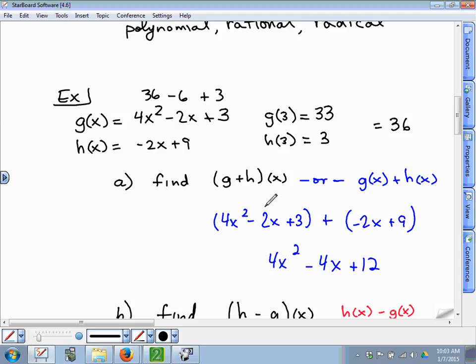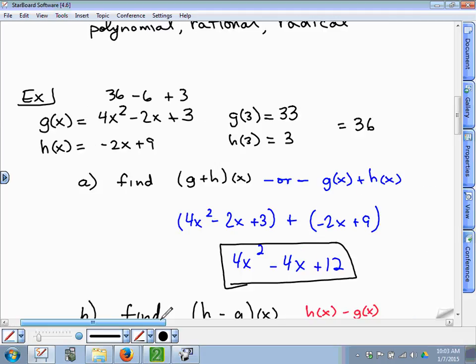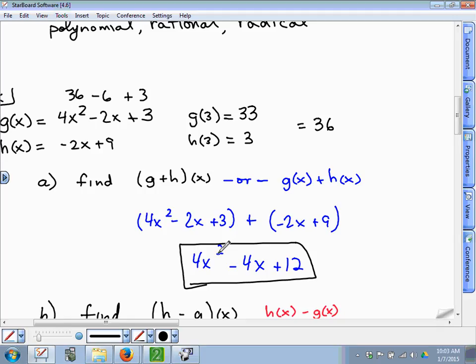The other way you could do this, though, is to add the two functions together, which we already did here, and then just plug in a 3 to that. So we plugged in a 3 here. What are we going to get? 3 squared? Oh, come on. 3 squared, 9 times 4 is 36. 36 minus 12 plus 12 is 36. So we got 36 either way.